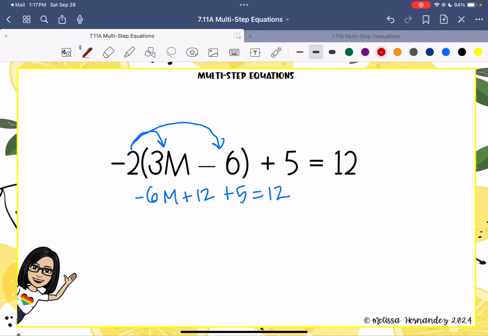Let's use some shapes. I'm going to put a box around -6m. And as I said in the previous example, you don't need to use shapes. It's a total preference. I'm putting a circle around +12 and then another circle around +5. I won't do anything to the other side of the equal sign because you can't combine terms if they're on opposite sides. 12 plus 5 is 17.